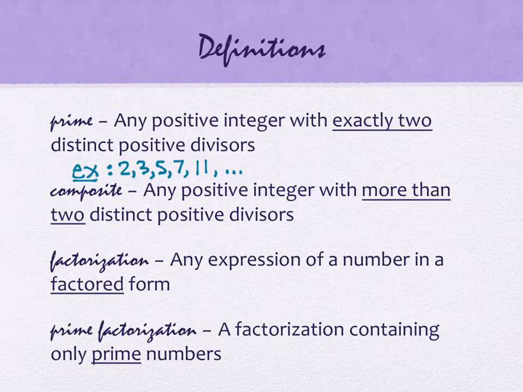Composite numbers, on the other hand, are positive integers with more than two distinct positive divisors. Again, 1 is not in this list. 1 is not prime, and it is not composite. It is something else. It's other. So this is not something that's just one or the other. There are things that don't fit in either category. 0 would not fit in either category as well.